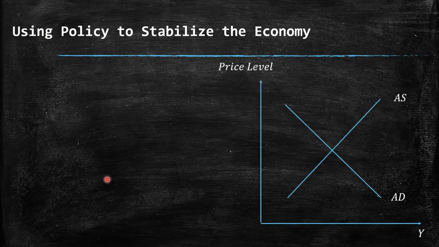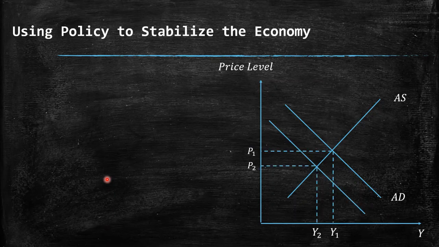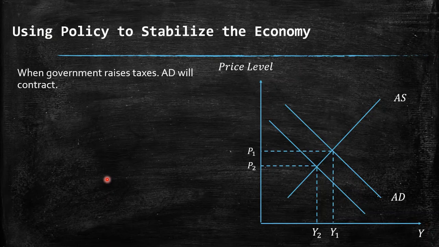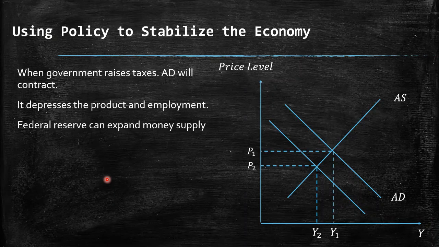For example, when we have the situation of equilibrium and here we have a decrease in aggregate demand, this change in aggregate demand could be caused by a raise in taxes. Then people have less money available to spend, so the demand curve will shift to the left, and it depresses the product and employment.